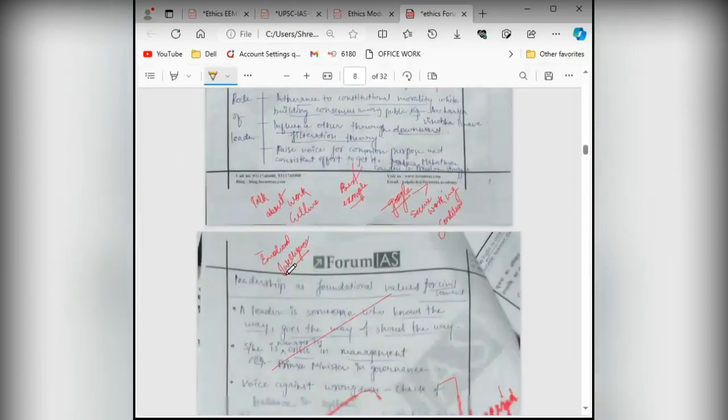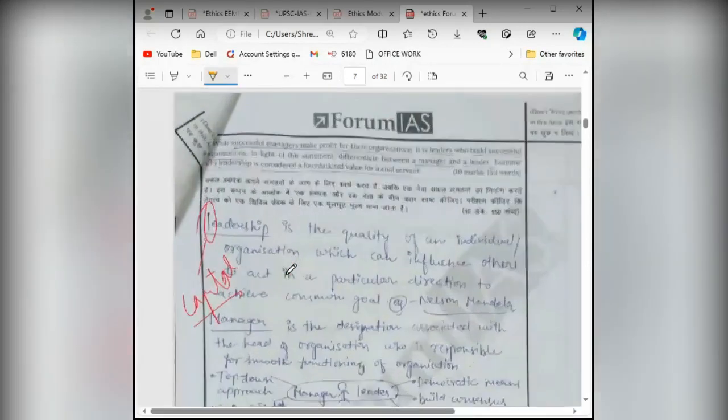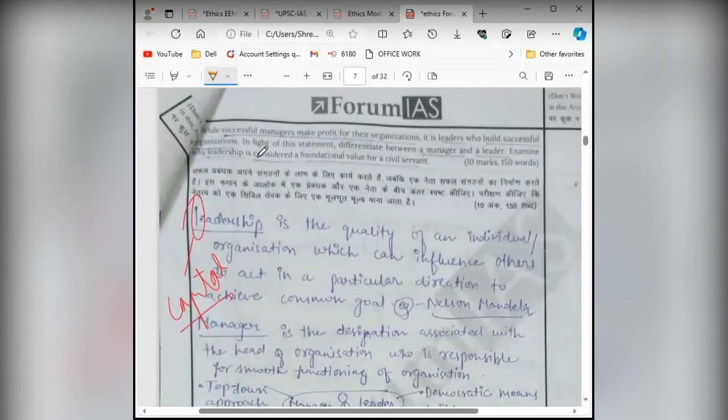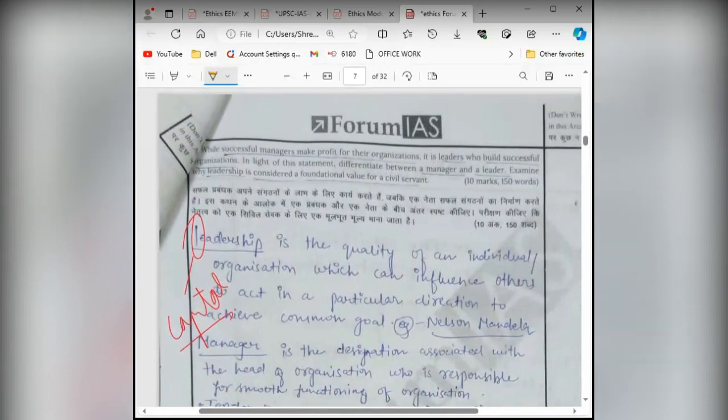We can discuss some more answers. For example, this is a question here: while successful managers make profit for their organization, it is leaders who build successful organizations. In this, differentiate between a manager and a leader, and then why leadership is a value. Again, you can see that leadership is the keyword which has been asked over here.